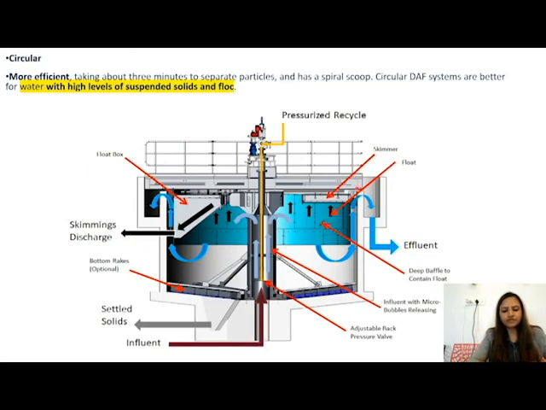In circular type of DAF system, there is a sludge removal system at the bottom. Surface skimmer is there to remove surface float, and in the middle section, the effluent is taken out from the effluent chamber. Effluent is passed through the bottom tube to the surface. This circular tank is required for low throughput, high level of suspended solid and floc, and it takes lesser time to separate particles and has a spiral scoop.